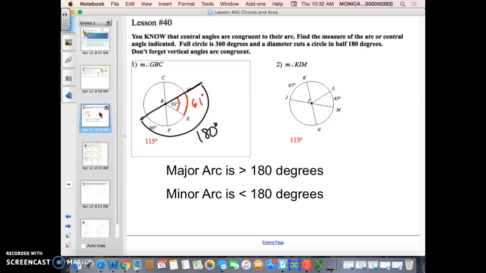So a couple little vocabulary terms. If the arc is greater than 180 degrees, then we call it a major arc. If it's less than 180 degrees, we call it a minor arc. So you might see that vocabulary used.